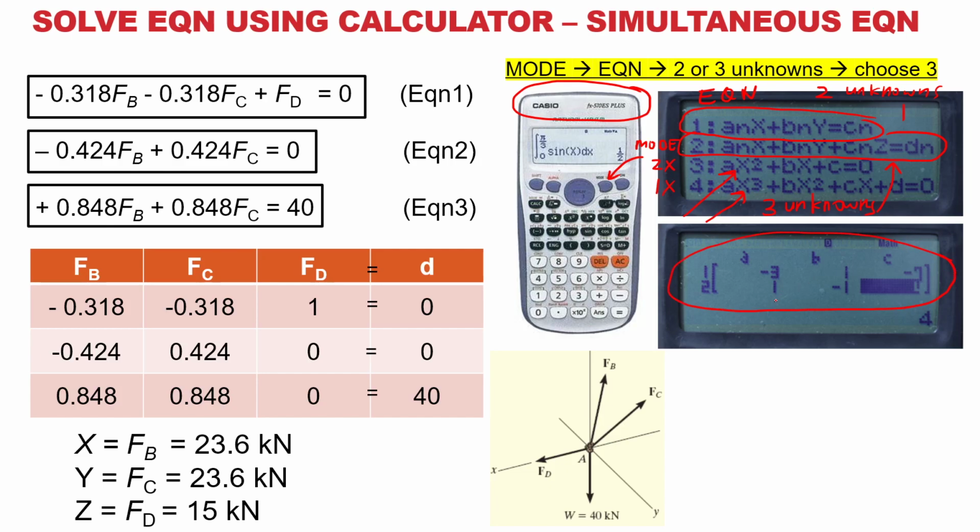You need to key in properly. This one is A, this one is B, this one is C. So you have to follow the equation guideline. The guideline is AX plus BY equals C. So this is the calculator format.